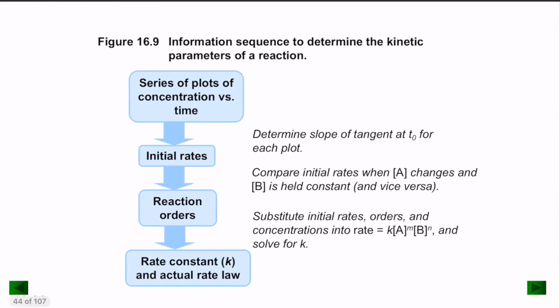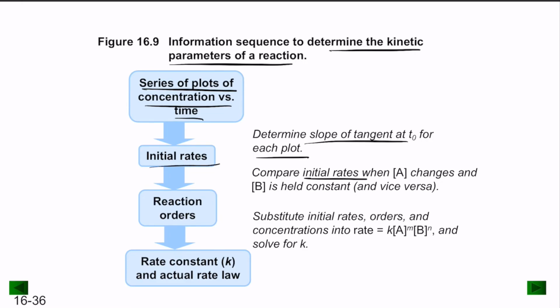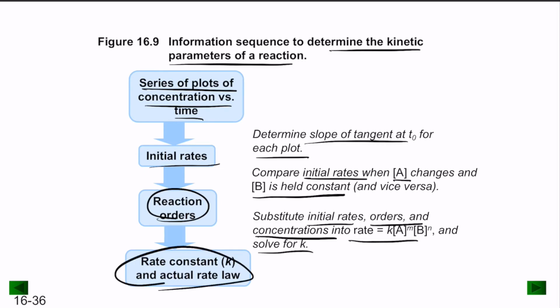So let's go through the sequence of how to determine the kinetic parameters of a reaction. First, we use a series of plots of concentration and time. We determine the slope of the tangent at t0 for each plot. We determine the initial rates, and we compare the initial rates of A that change when B is held constant. And finally, using that, we find the reaction orders. Finally, we substitute the initial rates, orders, and the concentrations into the rate law and solve for the value of k and compare it with the actual rate law.